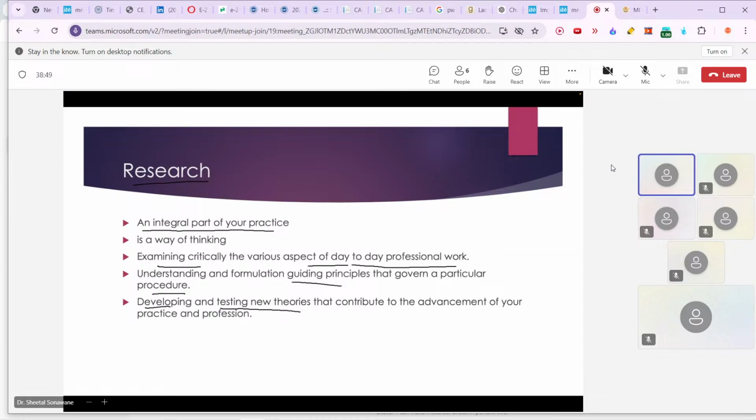Developing and testing new theories that contribute to the advancement of your practice and profession. So this is again the same thing, new theories. So if I'm saying that, let's say, I do have a hypothesis, starting from point A, point 1 to point 2, point A to B, point B to point C, from B to let's say D, and I do have certain another bit which is coming to D point.